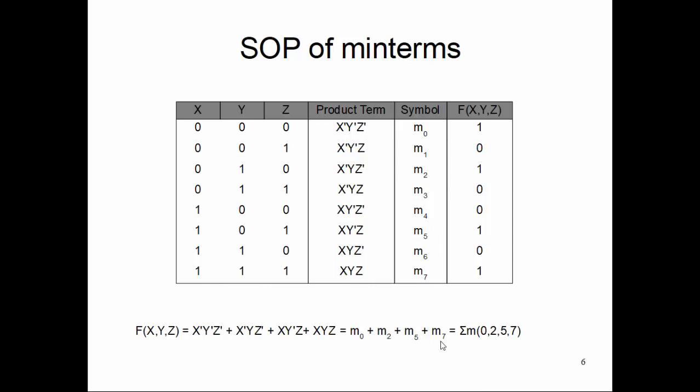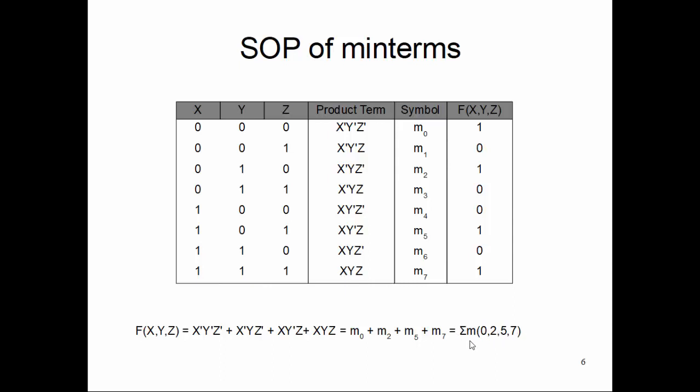We can further compact this expression by using the sigma notation. Sigma is sum in the Boolean algebraic domain. We borrow this in the digital domain. We call it a sum, meaning really the OR operation. Now, sigma m of 0, 2, 5, 7.